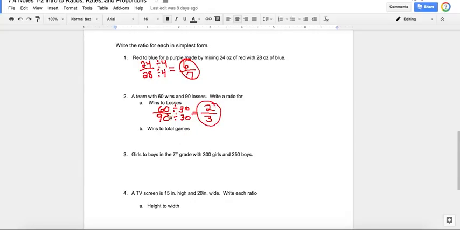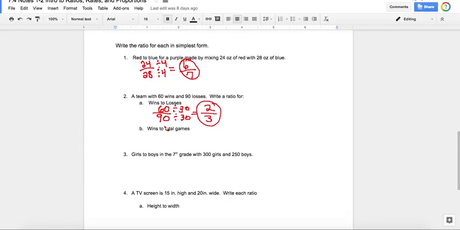Now, could I have divided by 2 and kept going? Yes, I would have eventually got to 2/3. But if you pick the greatest common factor, meaning the greatest number that goes into both of these evenly, then you only have one step. So I have one step here to simplify, and I have one step here to simplify.